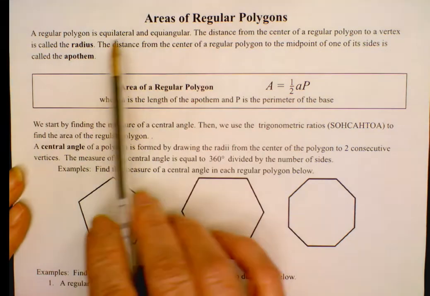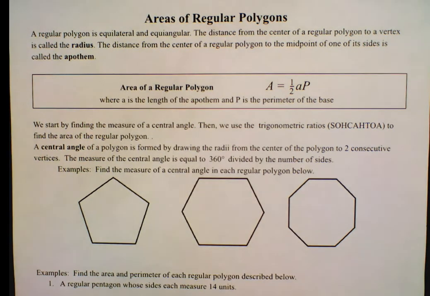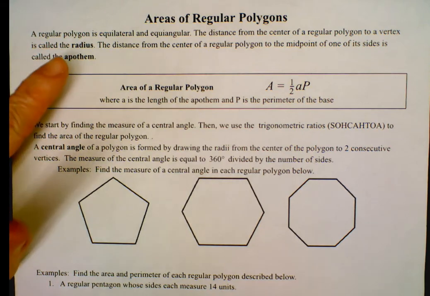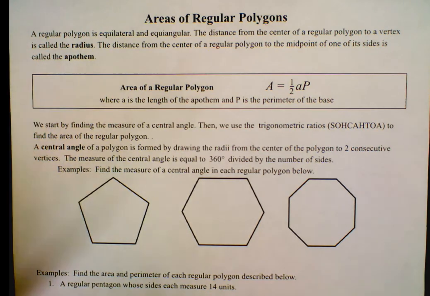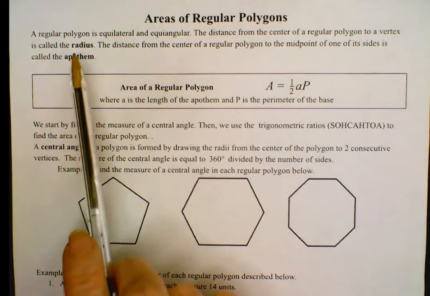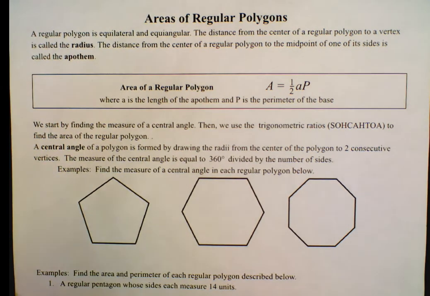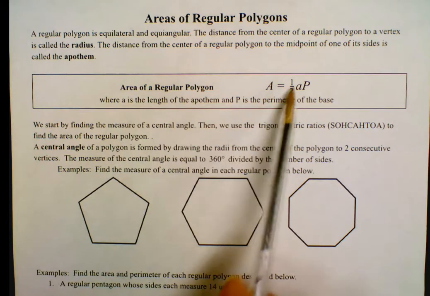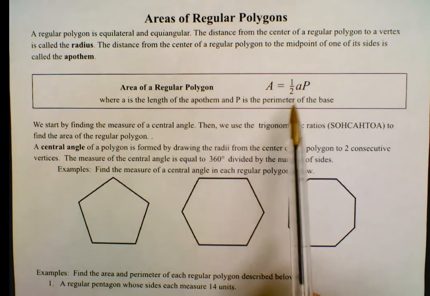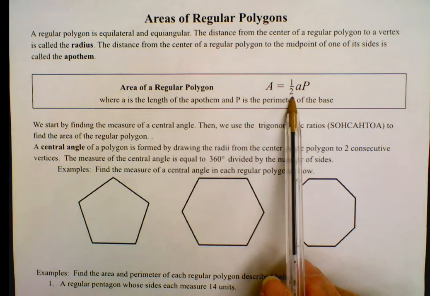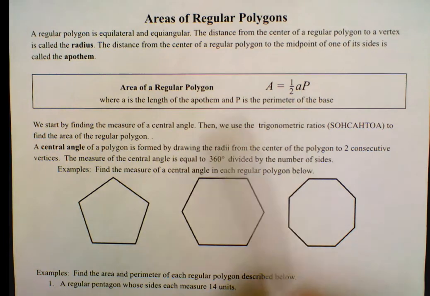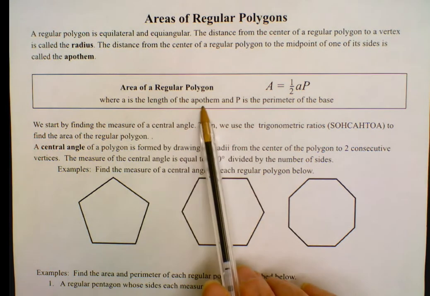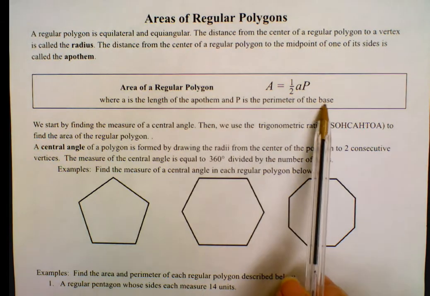A regular polygon is equilateral and equiangular. The distance from the center of a regular polygon to a vertex is called the radius. We've used that already in this chapter. The distance from the center of a polygon to the midpoint of one of its sides is called the apothem, which we've also used this chapter already. So in general, the area of a regular polygon is equal to 1/2 times a times capital P, where a is the length of the apothem and P is the perimeter of the base.